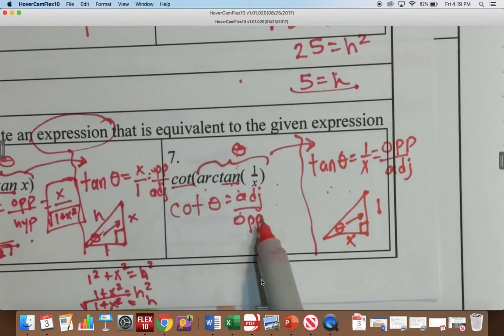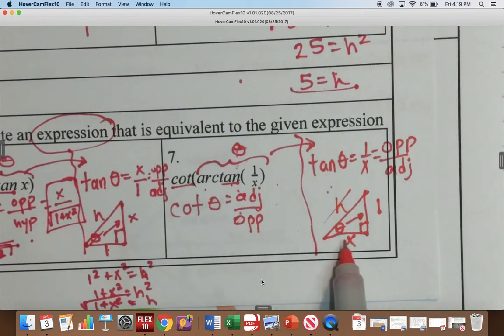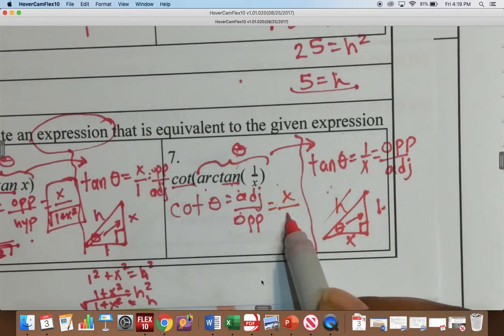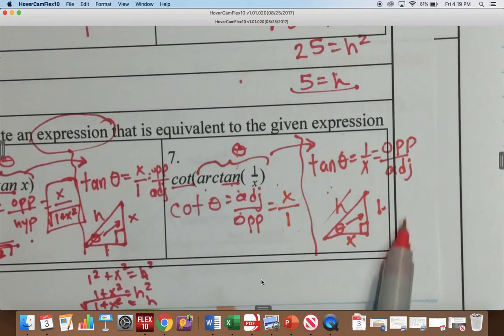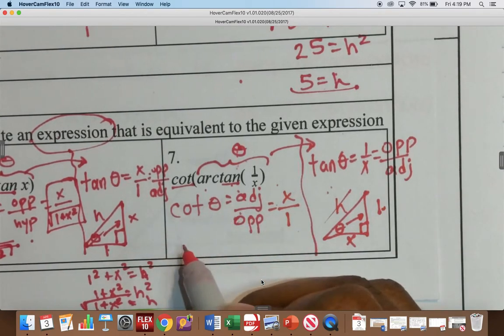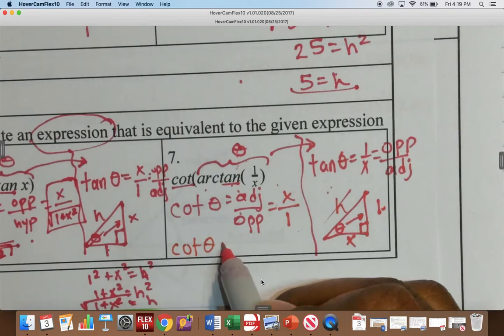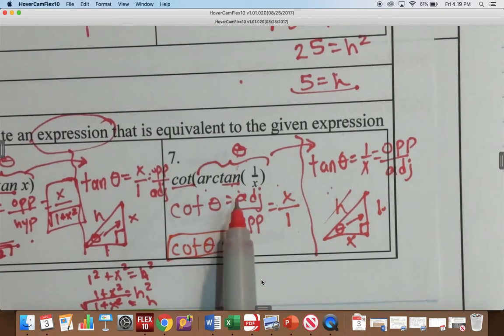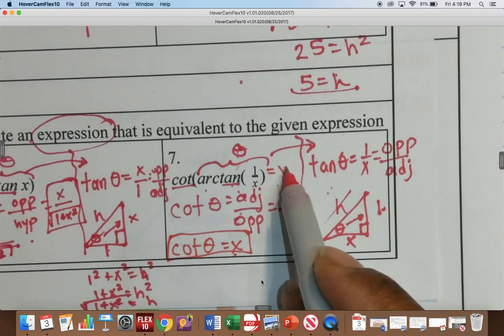And so because cotangent doesn't ask me about hypotenuse, I really don't care about the hypotenuse at all. I care about the adjacent side and the opposite side of theta. So adjacent is x, I'll put here x, over opposite side is 1. So I have cotan. I didn't have to do any Pythagorean theorem for this one. Cotan of theta equals x over 1, which we can simplify down to just x. So our task was to write an expression equivalent to the given expression, so x would be equivalent to our given expression.